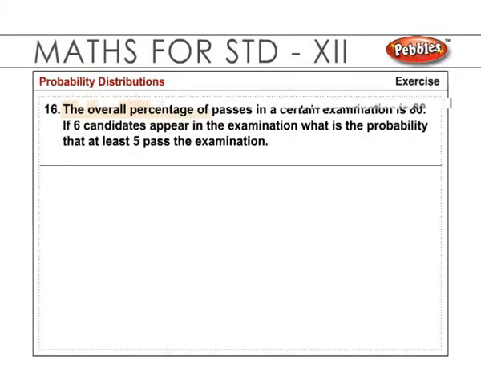The overall percentage of passes in a certain examination is 80. If 6 candidates appear in the examination, what is the probability that at least 5 pass the examination?